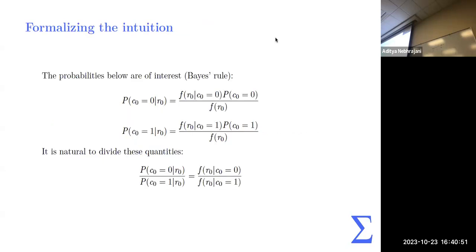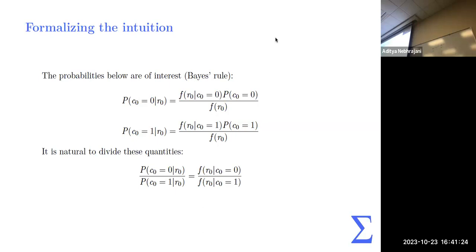Okay, so this is Bayes' rule, pretty easy. This is the probability that C0 is 0, where C0 is the code word bit you output, given some value of R0. How many of you are familiar with Bayes' rule? Okay, excellent. It's very natural to divide these quantities because they have the same denominator. And we assume that the probability of seeing a 0 and the probability of seeing a 1 are about the same. So divide both these quantities, and you get this.